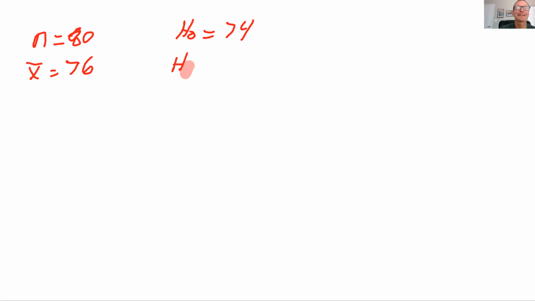Let's try this. There we go. H1 does not equal 74. And so we're assuming that the standard deviation is consistent between both, and so we use 8. Again, N is greater than 30, so we can have that central limit theorem idea when we do this calculation.